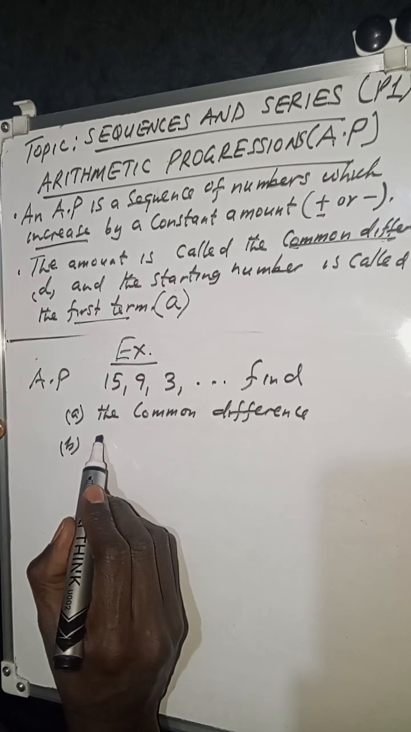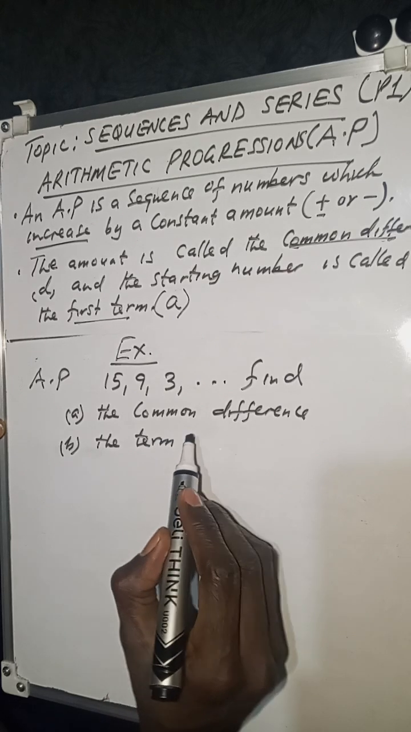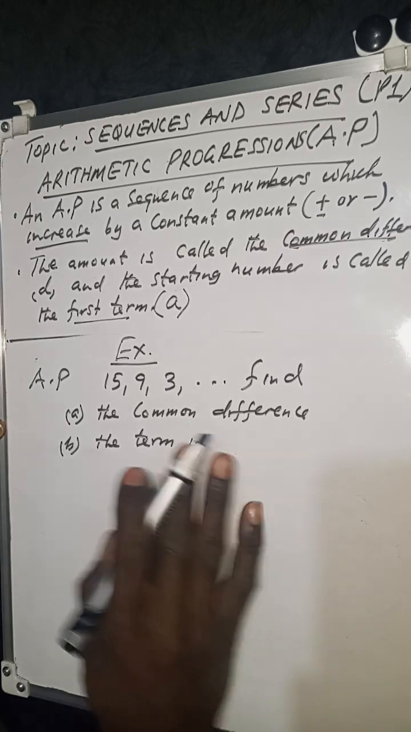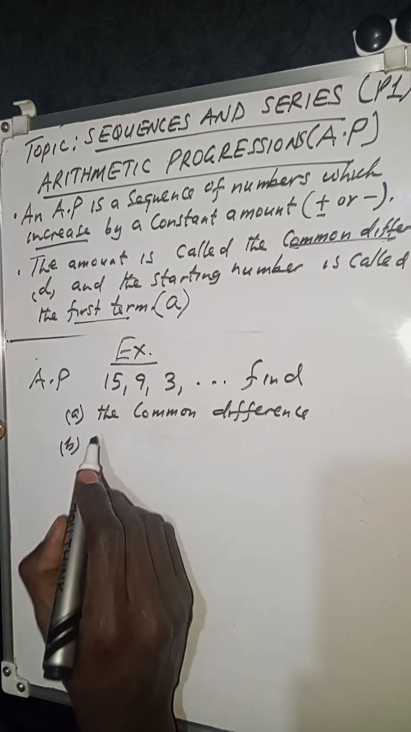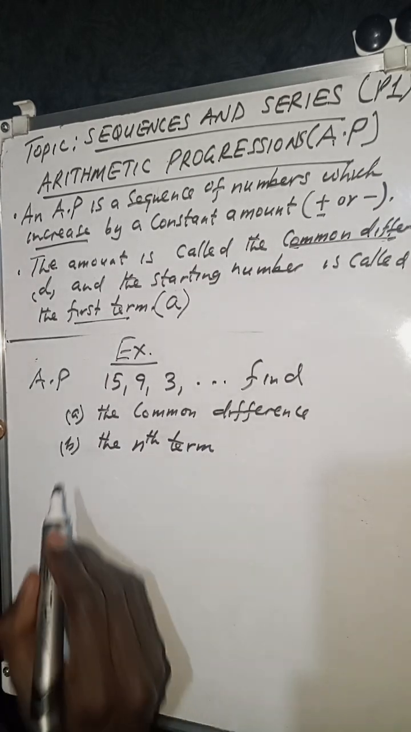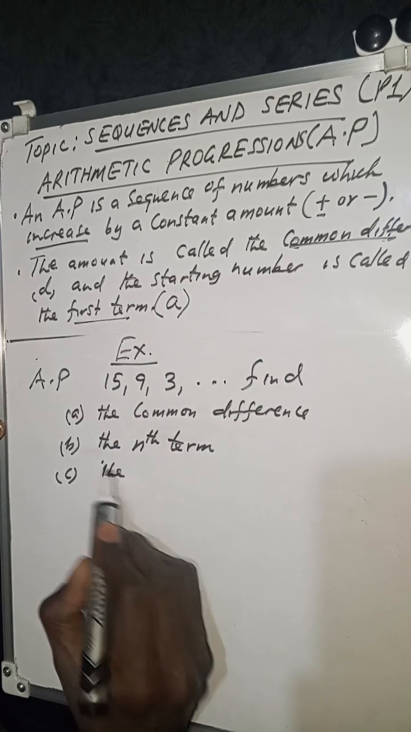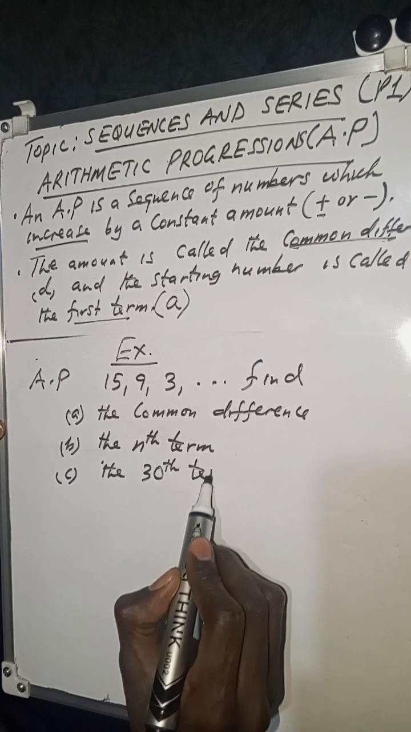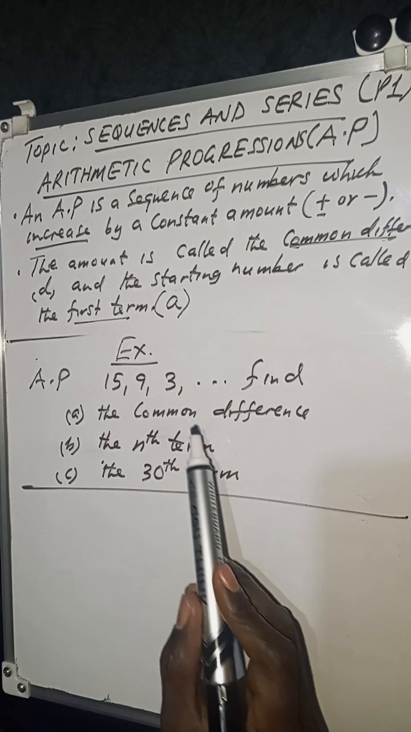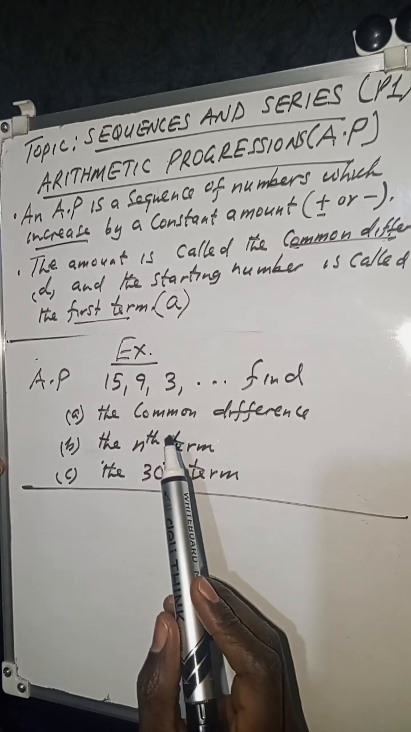Then B, I tell you, find the term in, okay, or I just say the nth term, because you do not know what that nth term is. Then C, I tell you to say, find the 30th term. So how can you go about that? Well, I've already given you the sequence that you are able to see from there. So what can we actually do when it comes to that?